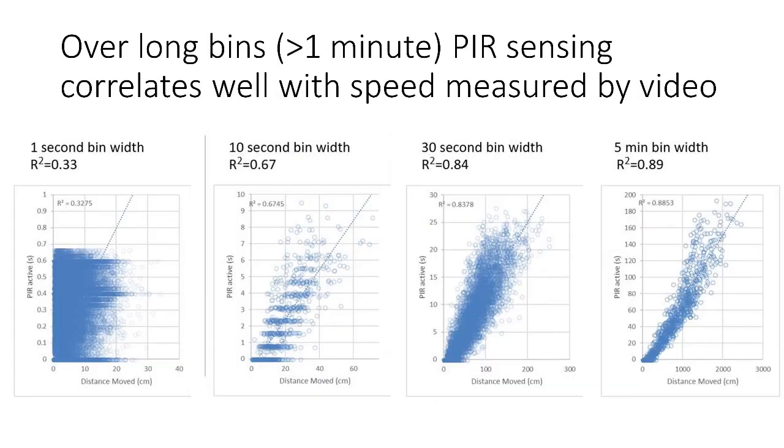We did validations against video tracking and found that PIR sensing does poorly with small bin widths, but performs well at bin widths greater than 30 seconds. What this means is that if you want to know the distance a mouse is moving in a second-by-second way, PIR sensing is a poor method for returning that. But if you want to know how far a mouse moves every 5 minutes, it's a great choice. It's much simpler than a camera, and in the end, there's only a small data file to analyze.